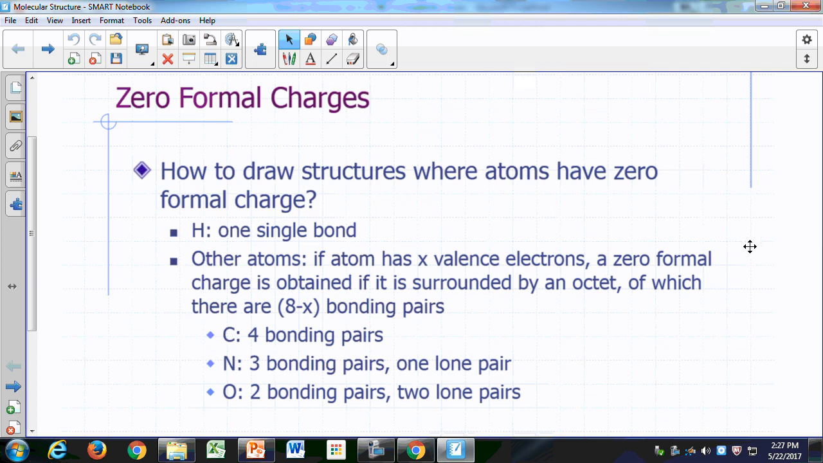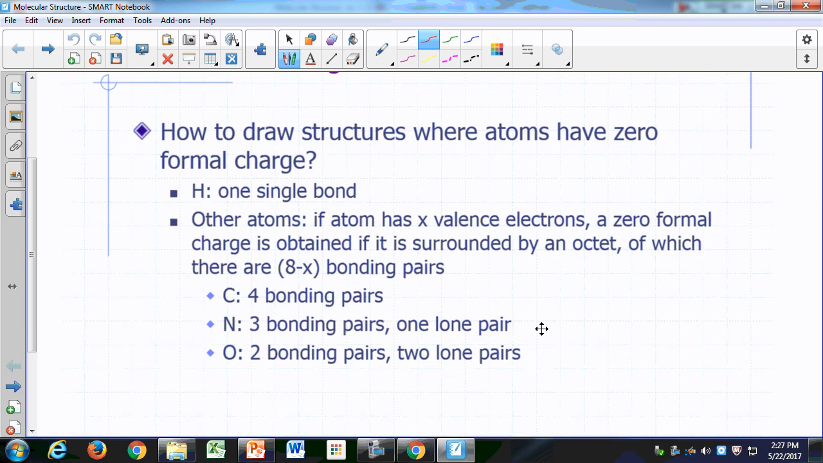We've seen that if you want to draw reasonable, plausible Lewis structures, our best bet is to follow the octet/duet rule and to draw structures where the atoms have zero formal charges. Now, the most common atoms you encounter when drawing structures of molecules are hydrogen, carbon, nitrogen, and oxygen. So let's be familiar with the way these atoms can achieve a zero formal charge in a structure.